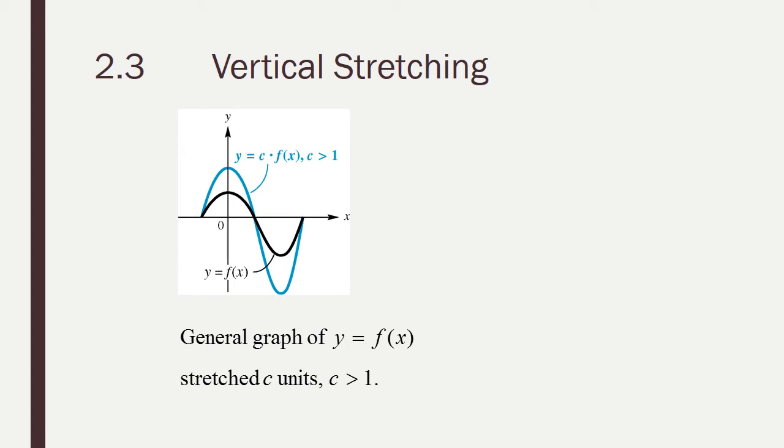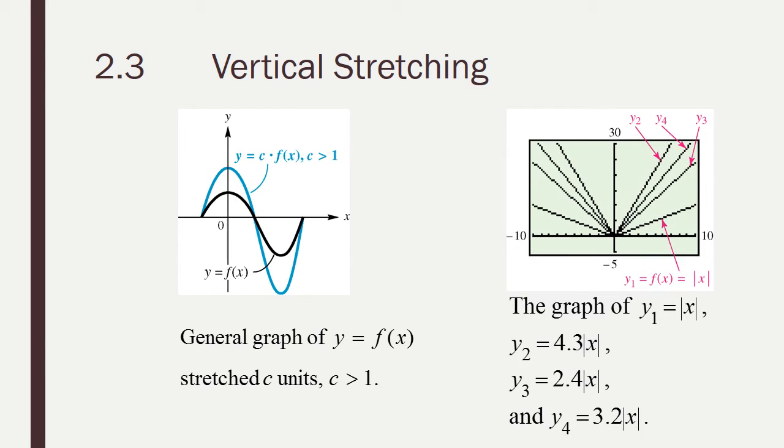Here's an example of vertical stretching. We are starting with the graph that's drawn in black ink. And then the graph that's drawn in blue ink shows what happens when that graph is multiplied by a number c, which is greater than 1. You'll notice that the x-intercepts have not changed. The y-intercept has, and the graph has gotten vertically longer.